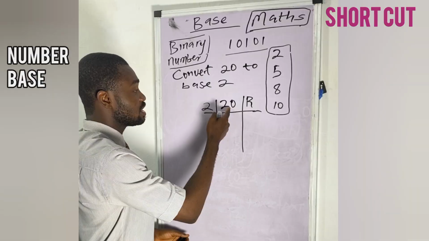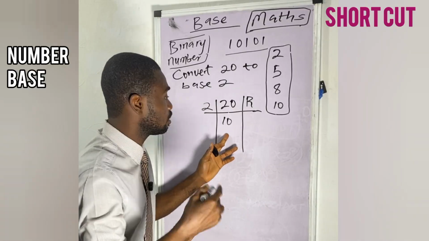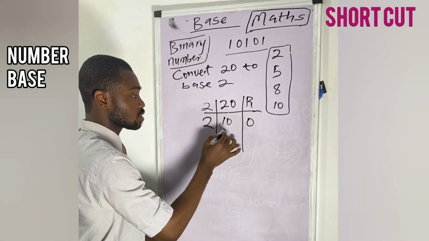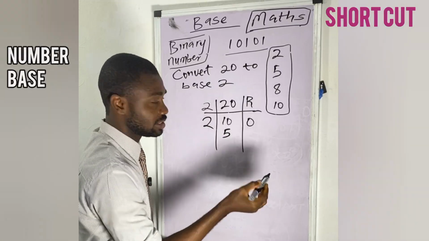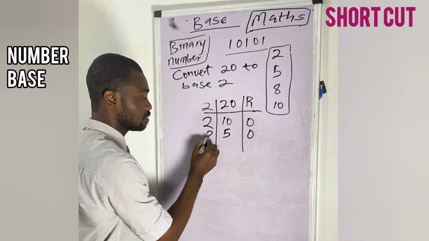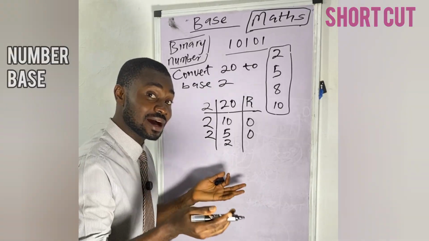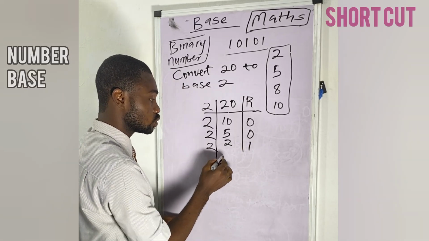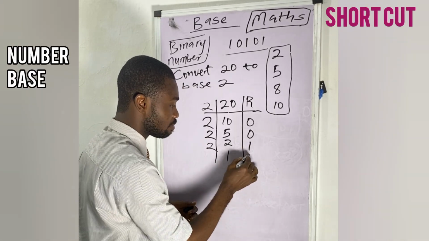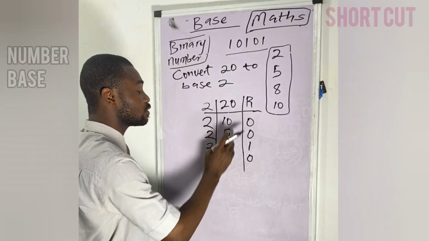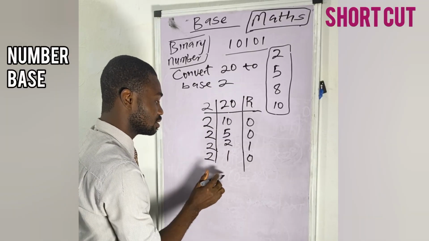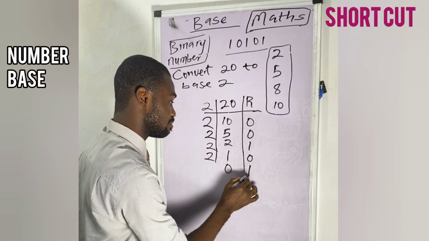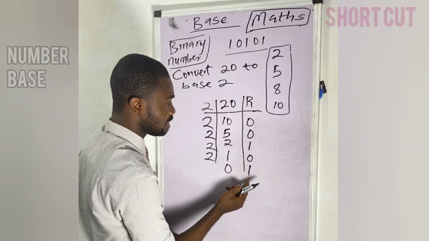So we start dividing. 20 divided by 2 will give us 10, remainder 0. 10 divided by 2 will give us 5, remainder 0. 2 into 5 will give us 2, remainder 1. Then 2 into 2 will give us 1, remainder 0. Then 2 into 1, we are going to divide until we get 0 here, so 2 into 1 will give us 0, remainder 1, because it can't go. That's it.